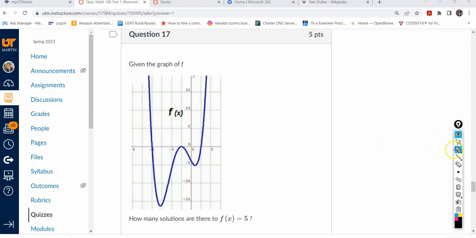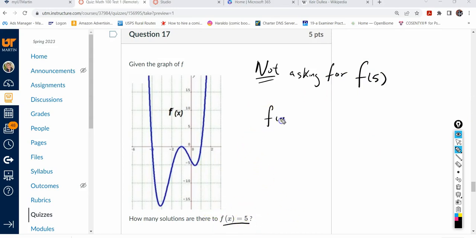Okay, so going on to the next question. This question wants to know how many solutions there are to f of x equals 5. Now, understand the question is not asking for f evaluated at 5. That's a completely different concept. How many solutions are there to f of x equals 5?